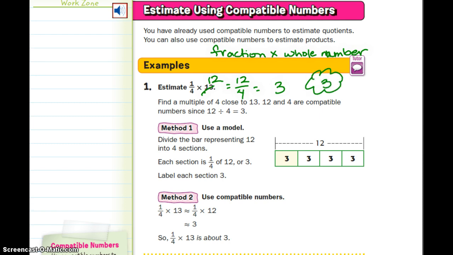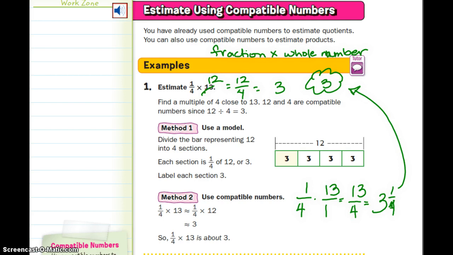If we do the math of this problem, we have 1/4 times 13 over 1, which is 13/4. We know again we get 3 whole with the remainder of 1. So, oops, sorry, don't put a cloud around that because that's our actual answer. So our actual answer is 3 1/4. We said our estimate is 3. That's a good estimate. Let's look at the next problem.